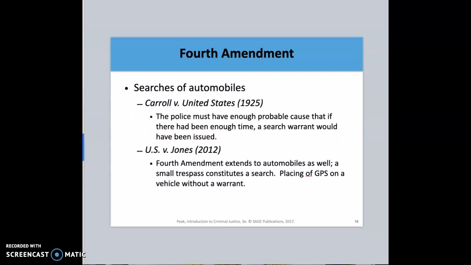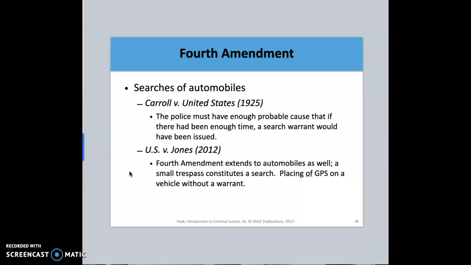So take a look at these other type cases relative to stop and frisk. They're in your textbook. Again, searching of automobiles goes back to 1925 in Carroll versus U.S. So take a look at that. These cases are also outlined in your textbook. One of the more recent cases, U.S. versus Jones, and this is again using technology.